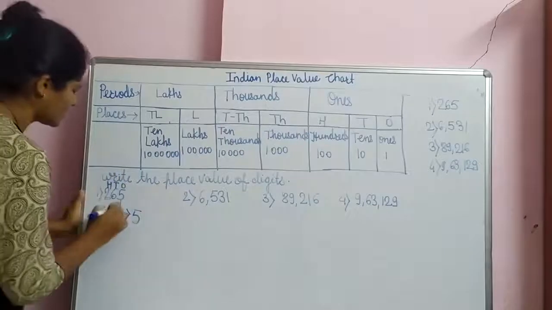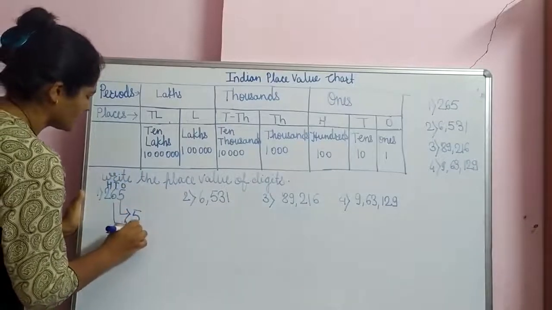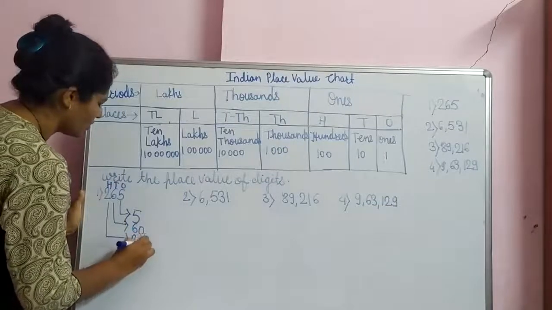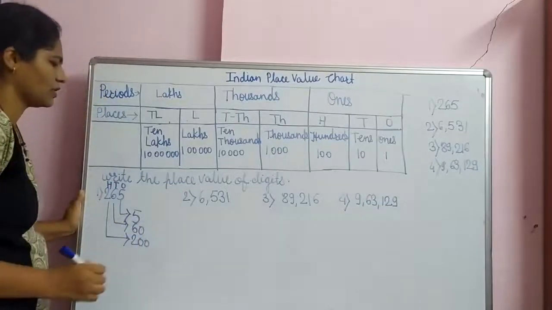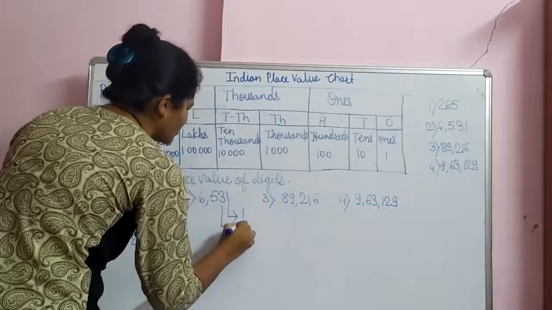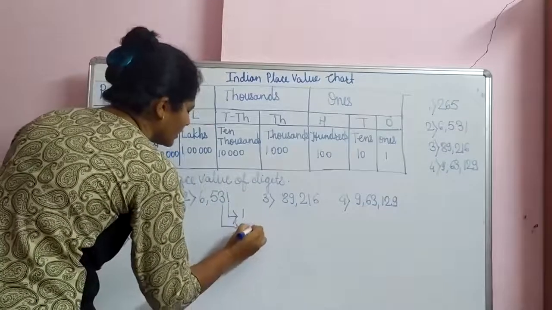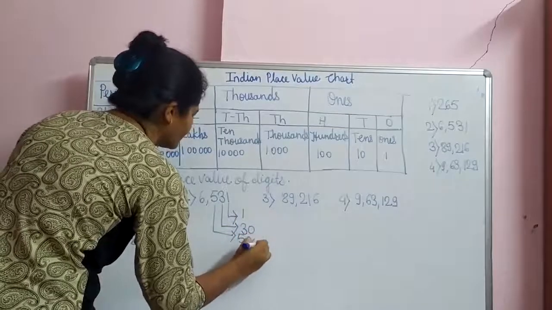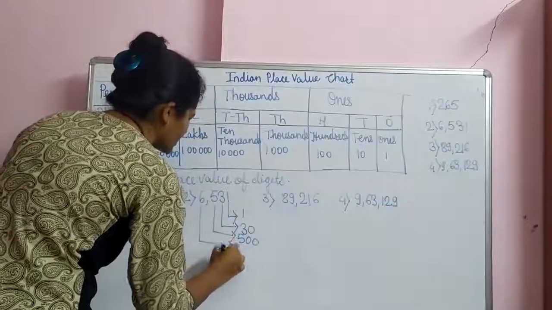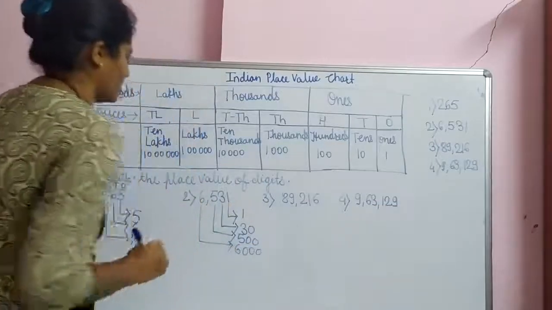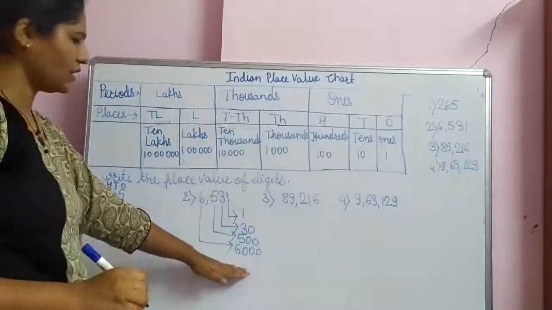Place value of this 6 is 60. Place value of this is 200. Same here. Place value of 1. Place value of 3 is 30. Place value of 5 is 500. Place value of 6 is 6,000. Up to 4-digit numbers you saw in third standard.